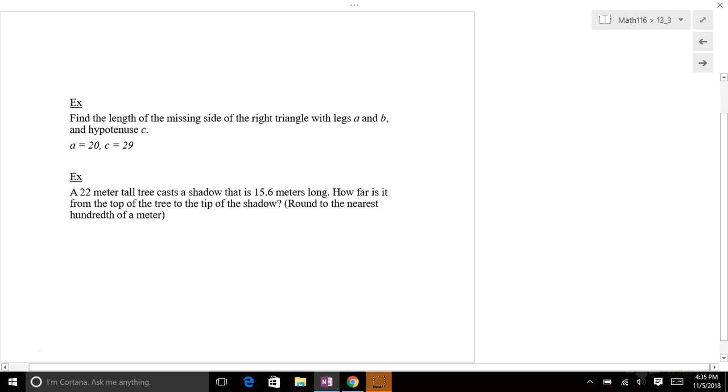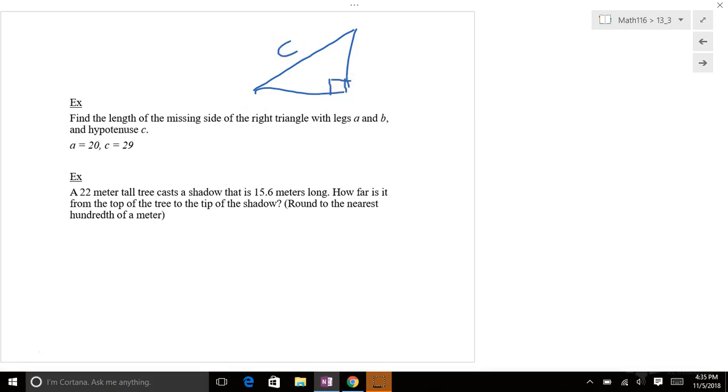Find the length of the missing side of the right triangle with the legs a, b, and hypotenuse c. So let's go ahead and draw this. c is always your hypotenuse. So it looks like c is 29. The legs are a and b, and they give you leg a is 20, and b we've got to find out. So we go ahead and write the Pythagorean theorem.